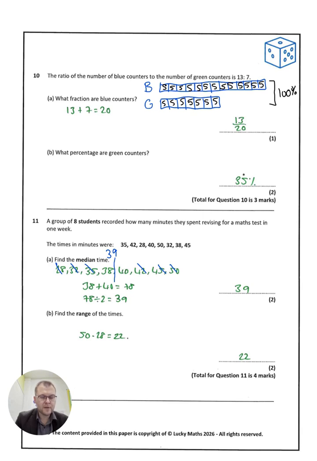Question 11, an alternative way to do the median sometimes without adding the two numbers in the middle. Sometimes you might be able to just look at them, in this case 38 and 40, and go, oh, halfway between those two, it's 39. Okay, without having to do more work.